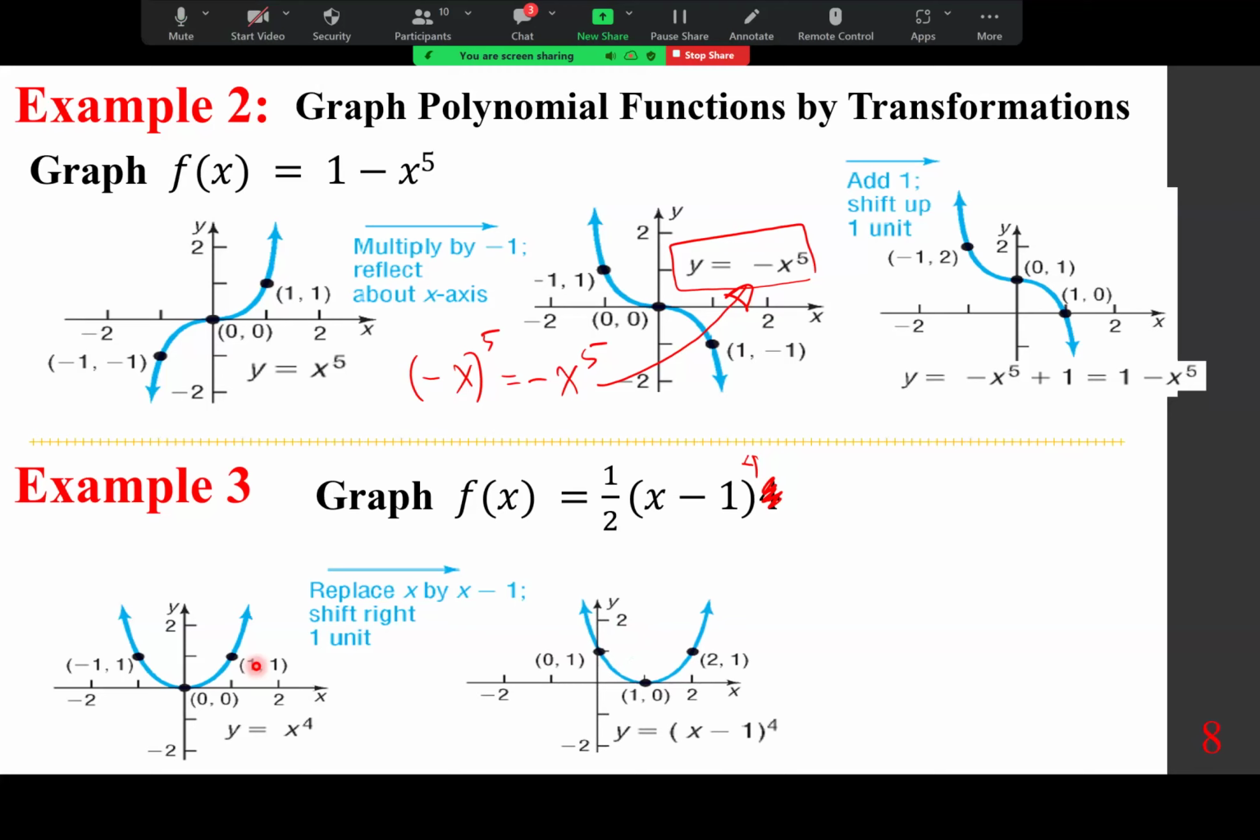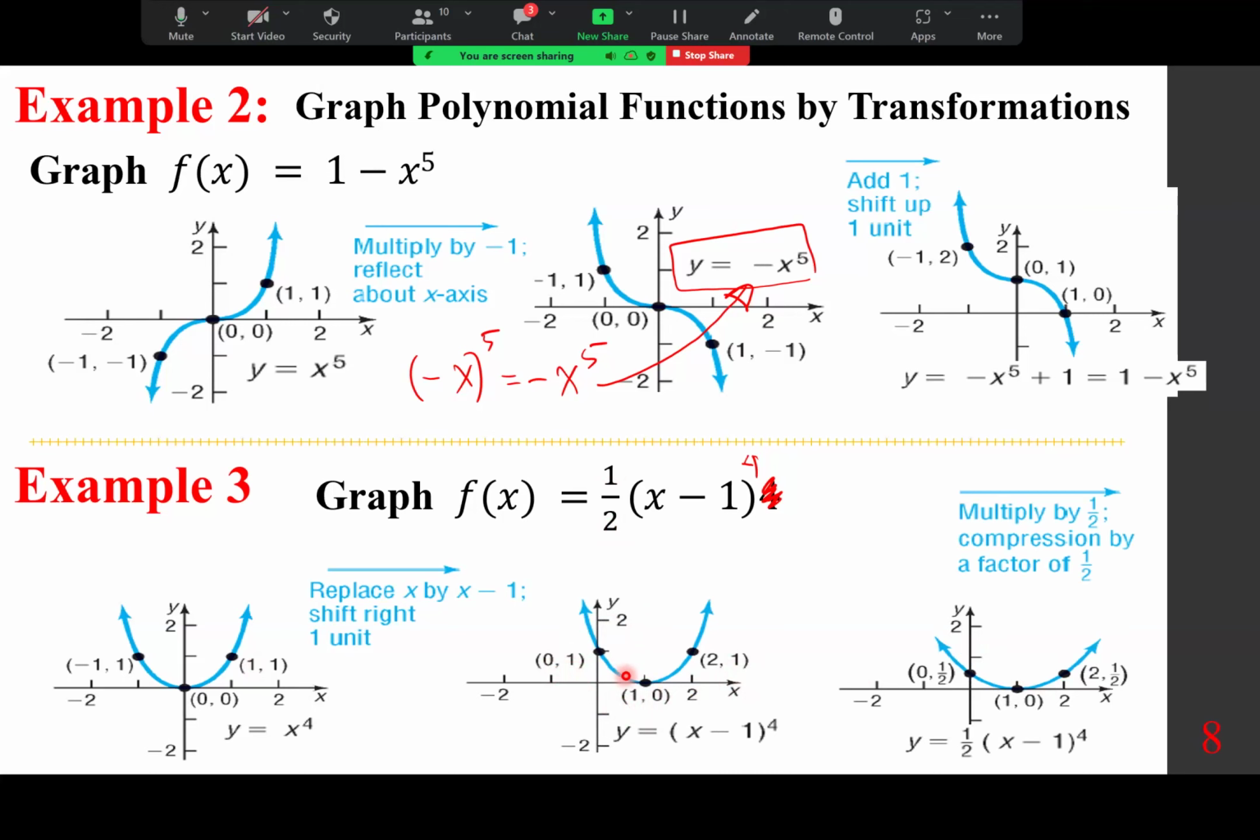And finally, we're going to multiply by 1/2, which is compression by a factor of 1/2, which means what happens to the x coordinate is nothing. The y coordinates get multiplied by 1/2. So this becomes 1/2. 0 doesn't change. This becomes 1/2 as well. And it becomes wider in essence. So this is wider than this. That's the transformation you use.